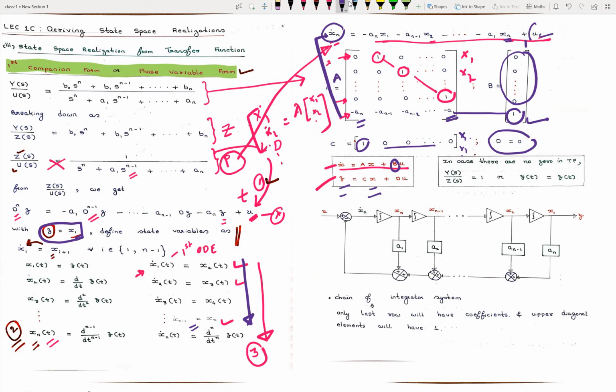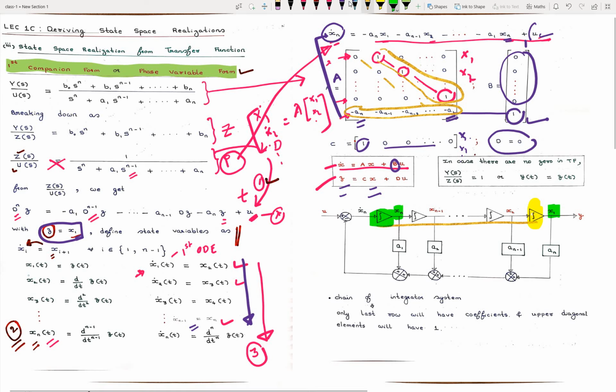Now this corresponds to the block diagram. Once we have obtained the state space equations, how can we realize the block diagram? The thumb rule is that when we have upper diagonal elements above the diagonal, and we have elements only in the last row, then focus on a series of integrators. Take the output of the first integrator on the right as the first state x1, and the output of the last integrator as xn.